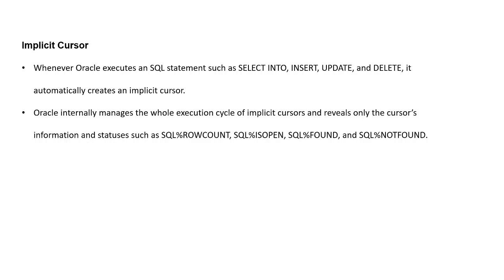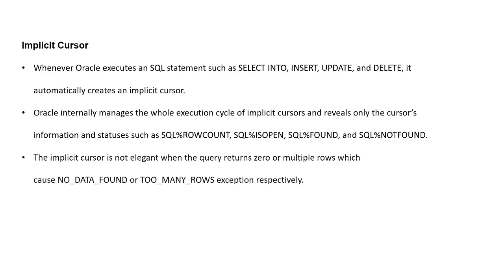Now if you want to know some kind of information about that particular data set that you have retrieved, then there are certain attributes that are associated with cursors which actually help you to do that. So these are the four different attributes that are associated with cursors: row count, is open, found and not found. Whenever you want to know any kind of information, we'll be using these four attributes.